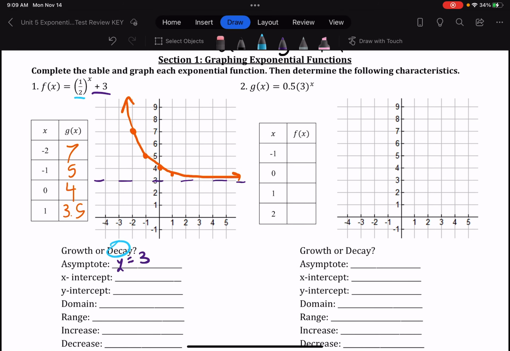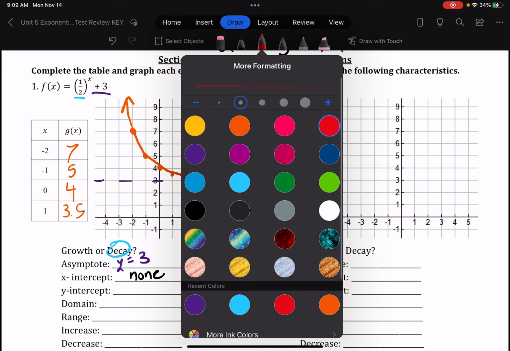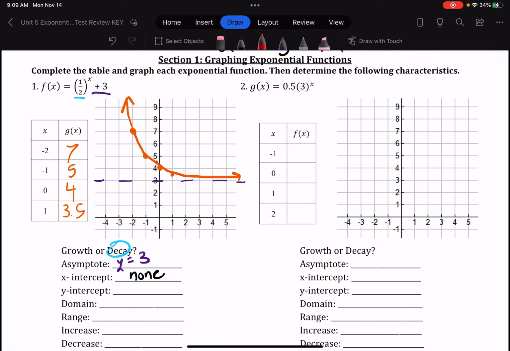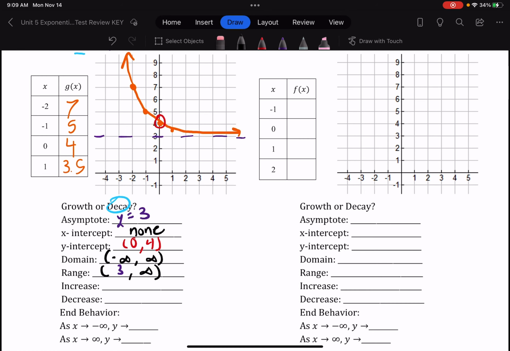Because our horizontal asymptote is above the x-axis, we are not going to have an x-intercept, so we're going to put none for our x-intercept. And our y-intercept is where x is 0, so we have a y-intercept at 0, 4. The domain for this function is going to be -infinity to +infinity. And our range is going to start at our horizontal asymptote, which is 3, and increase to +infinity. Because this is a decay function, it's never going to increase, and it will always decrease from x values of -infinity to x values of +infinity.